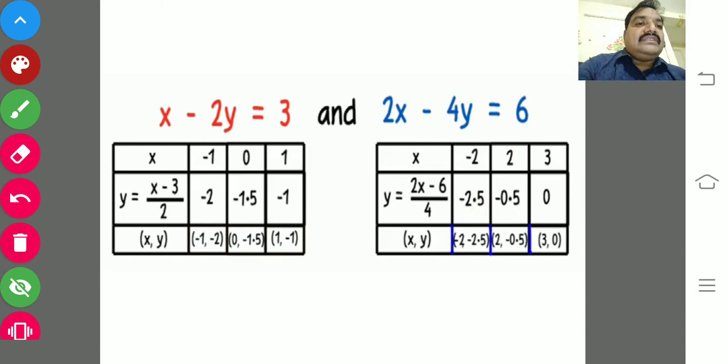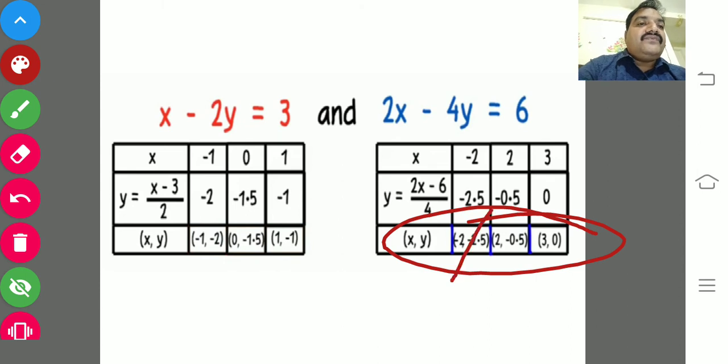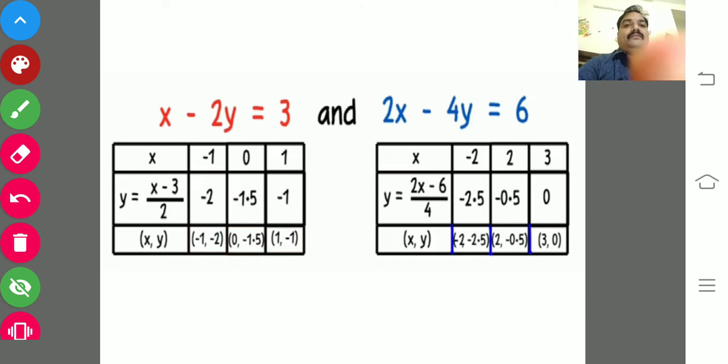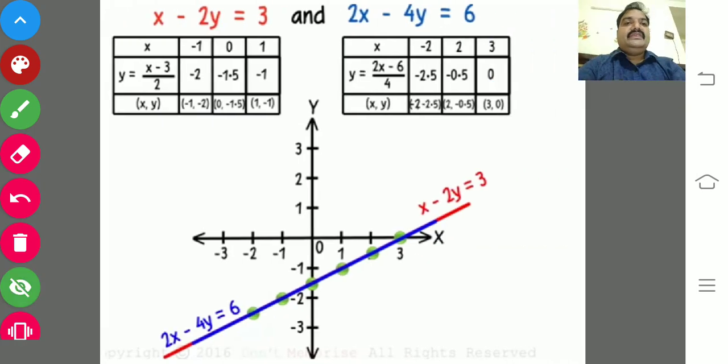So here we got 3 different answers. The first ordered pair is minus 2, minus 2.5. The next ordered pair is 2, minus 0.5. And the next one is 3 and 0. After making the table, simply you go for a graph. Yeah, simply I carried the 2 tables here in this slide. From these slides, I would like to plot.